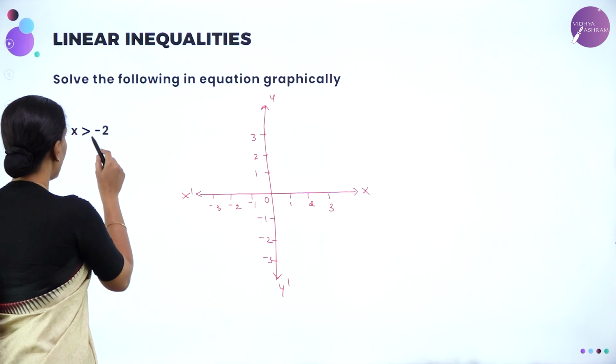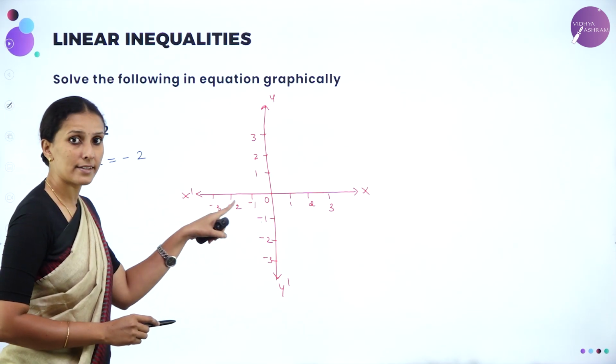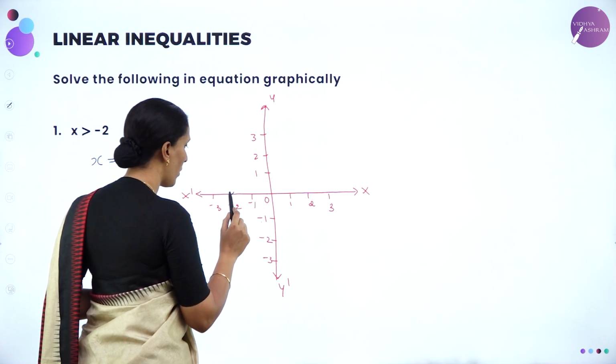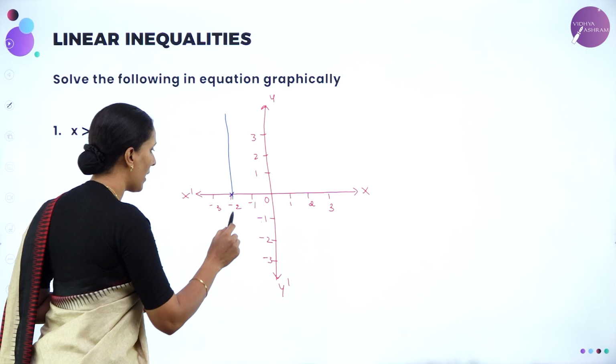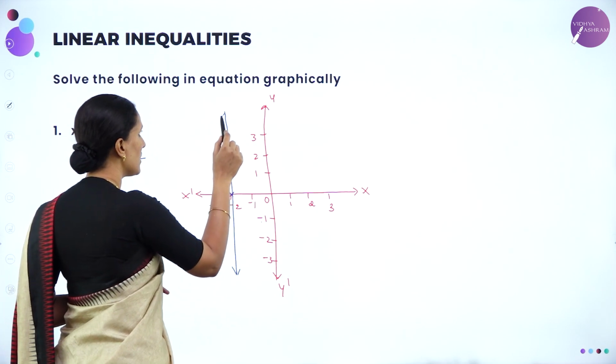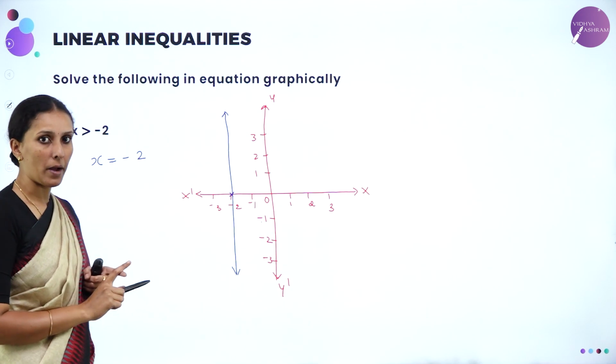So let us take this equation as x is equal to minus 2. So where is the point x is equal to minus 2? Here is the point x is equal to minus 2. So at this point, draw a line parallel to y-axis. So this is the equation which represents the line x is equal to minus 2.